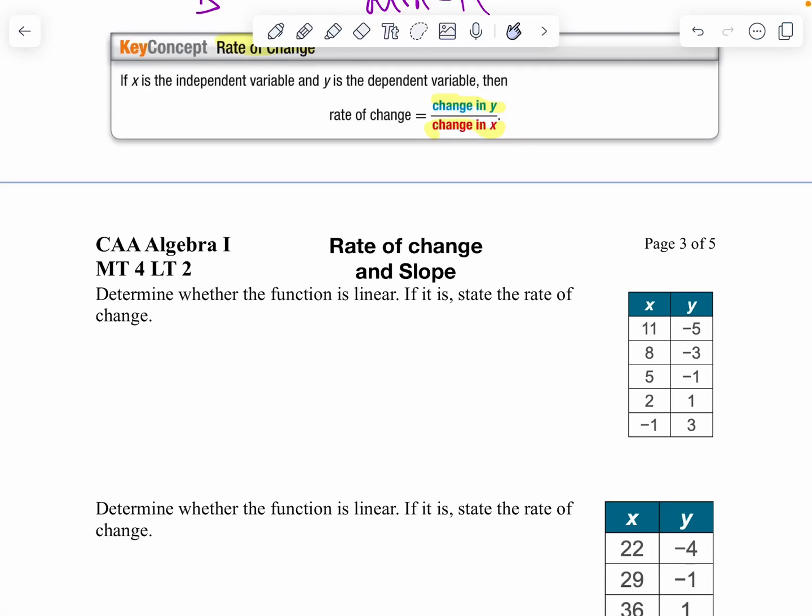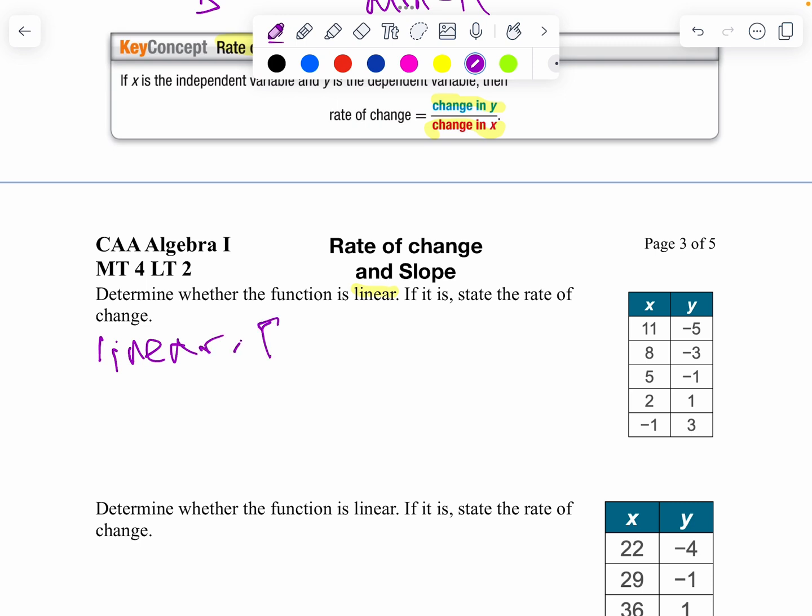Problem here. We want to determine whether the function is linear. Well, to see if something is linear, that means our rate of change will be constant. That's an H, by the way. That means I'm going to find the rate of change between each pair of numbers, and if they're the same, it's linear. If they're not the same at any point, then it's not linear.